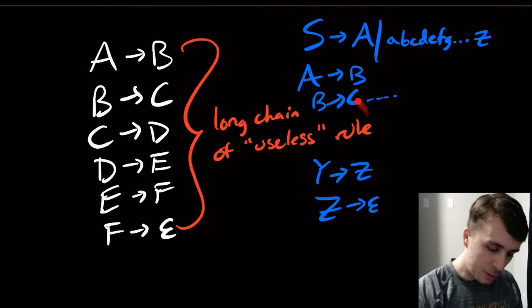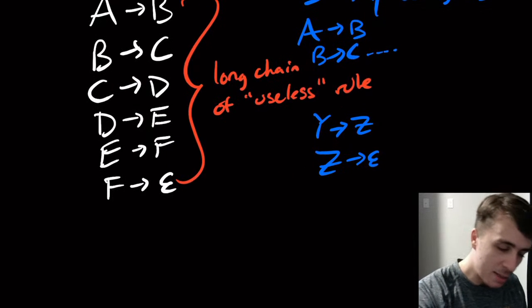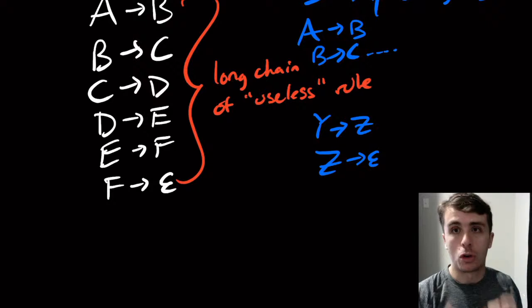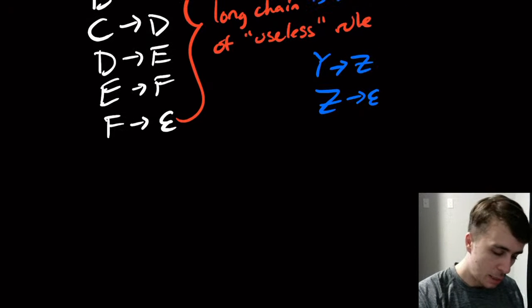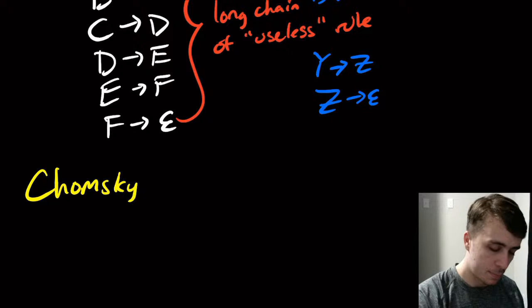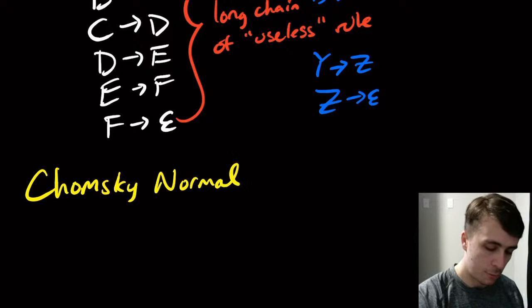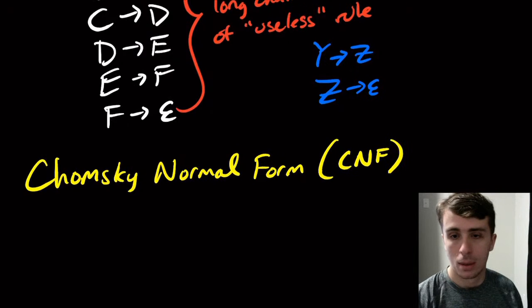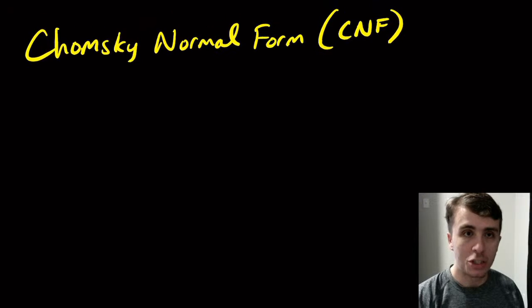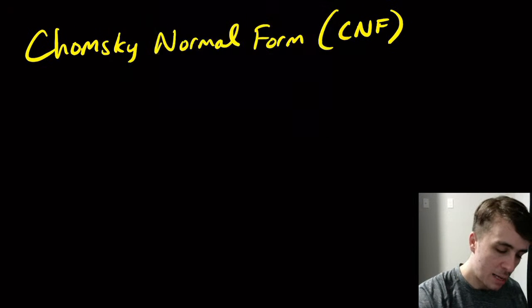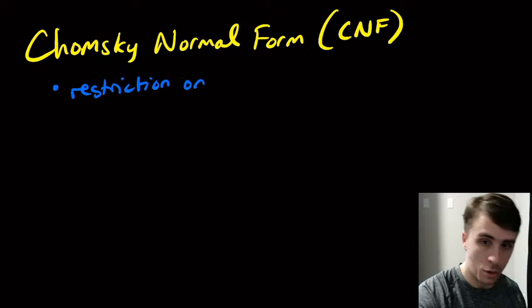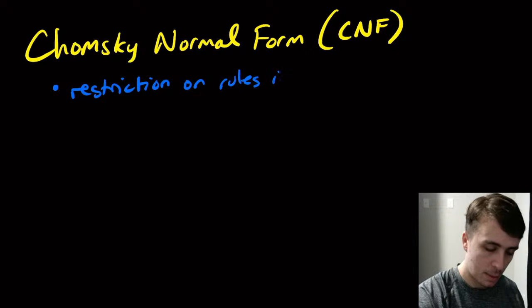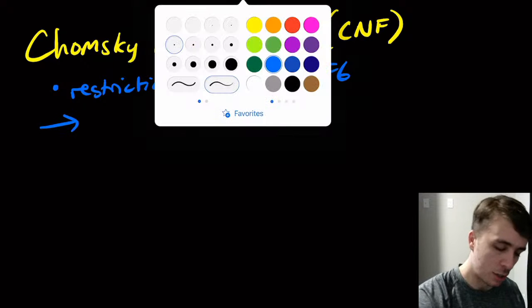Okay, so this is kind of annoying. Luckily, there is a way of trying to mitigate against this. It's something called Chomsky Normal Form, CNF. All right, so what is Chomsky Normal Form? It's a restriction on the rules in a context-free grammar. And what are those restrictions?